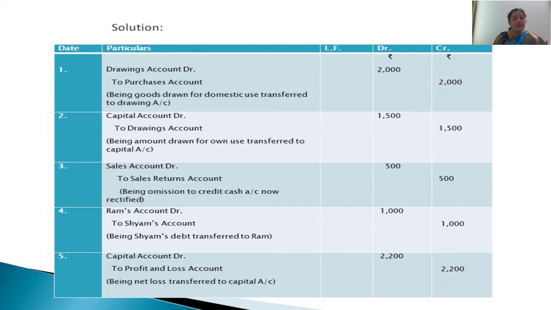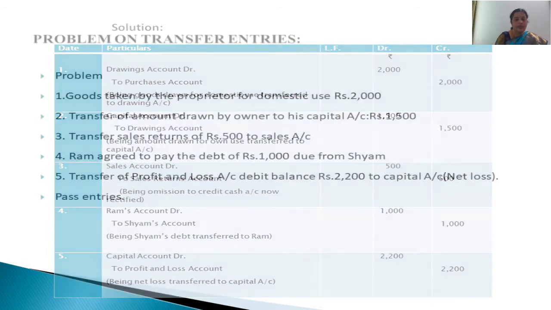That is, credit his account. That is, credit his debtorship. That is of Sham. So credit his account, that is, Sham's account.